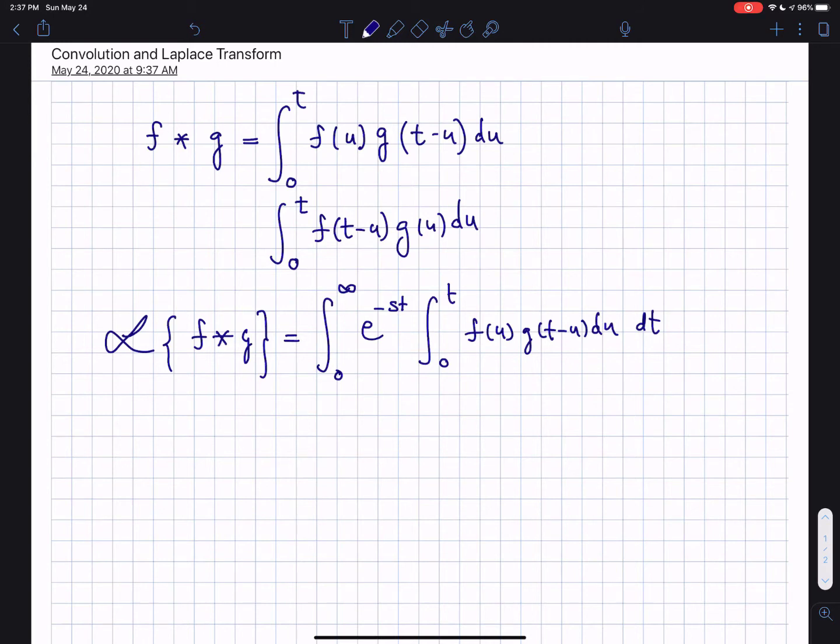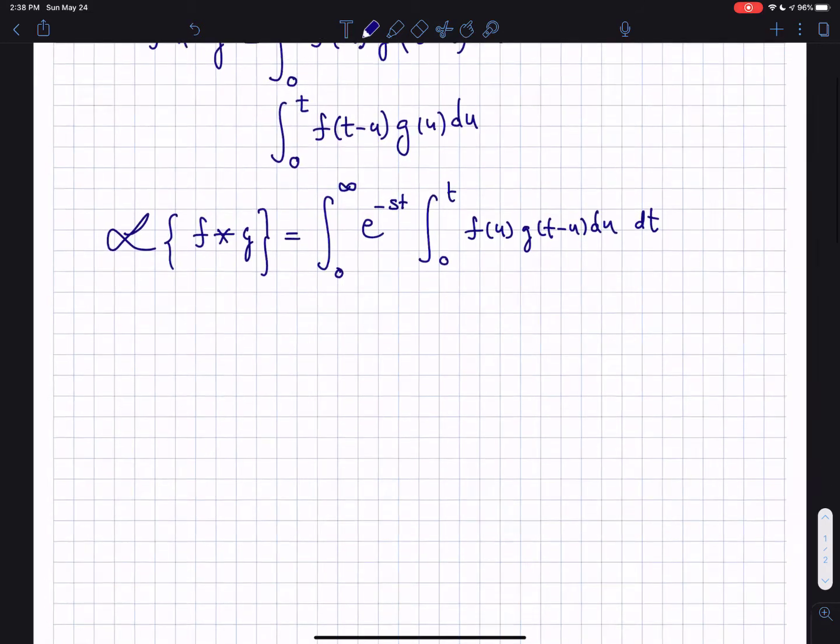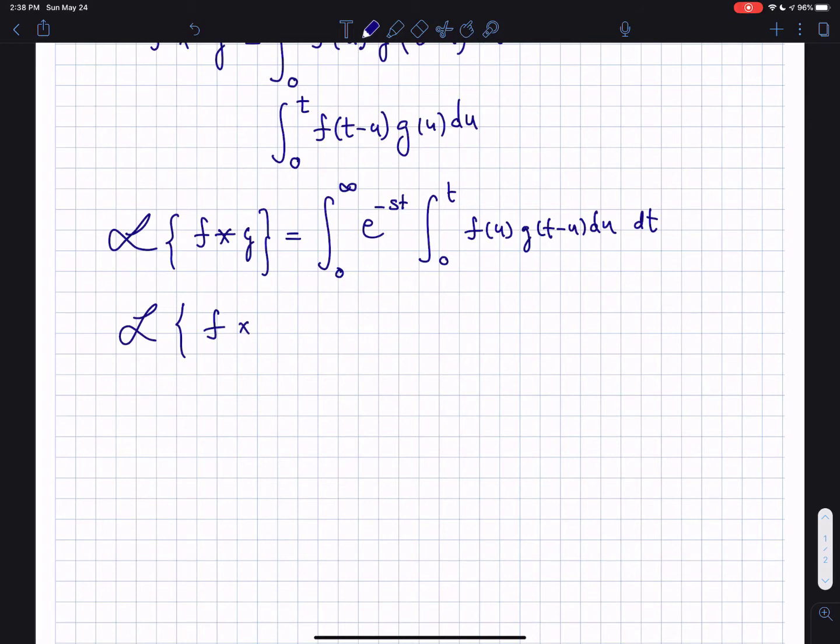Well, this is where the magic takes place. When you learn Laplace transform, one of the most important and most interesting things is that when you take the Laplace transform of a convolution, you get simply the product of those two functions separately in the frequency domain. If you take the Laplace transform of a convolution, you basically just get F of s times G of s. And that's where the magic takes place.